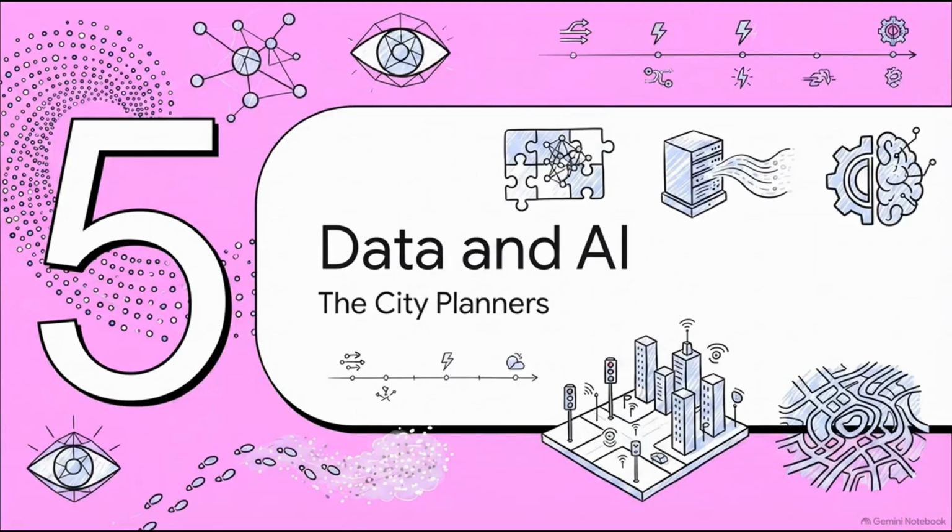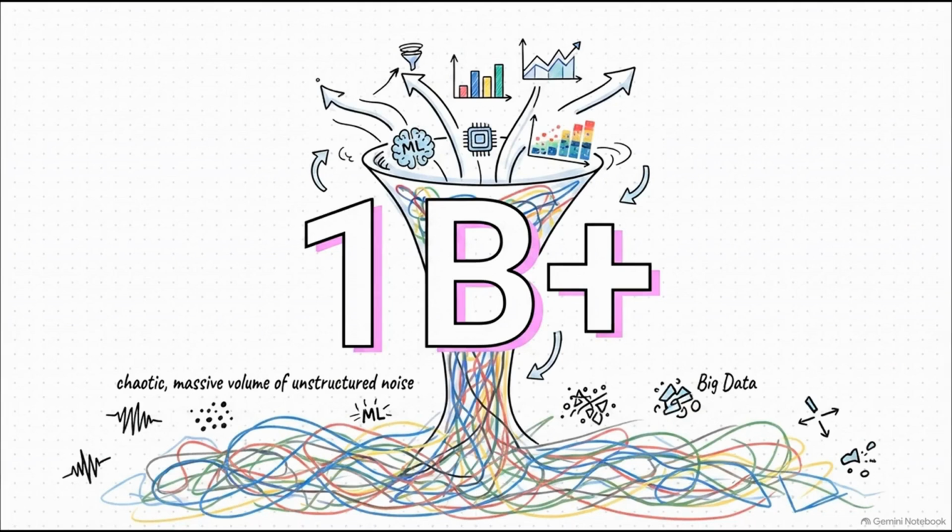Section 5. Data and Artificial Intelligence, the City Planners. Let's take a look at the domains that are actively predicting our future. Every single second, we generate a chaotic, massive volume of unstructured noise. We call that big data. Data science is the discipline that steps in to extract actual statistical knowledge from that chaos, using advanced computational and machine learning techniques to visualize trends that humans can actually wrap their heads around.